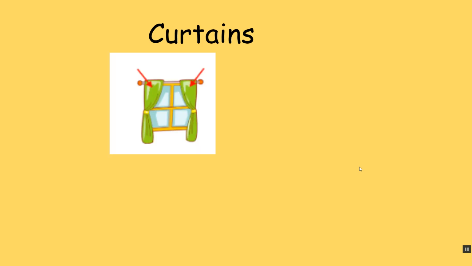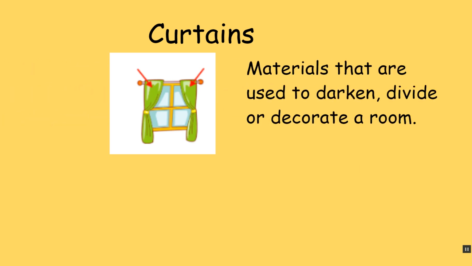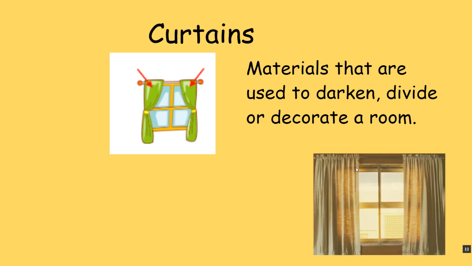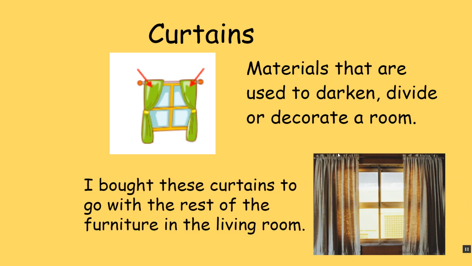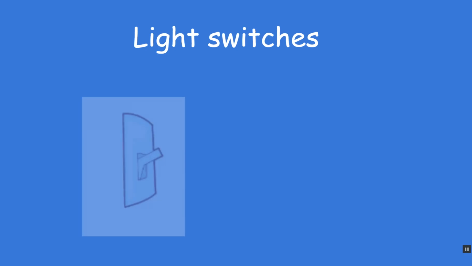Curtains. Curtains are materials that are used to darken, divide or decorate a room. I bought these curtains to go with the rest of the furniture in the living room. So in the living room, my sofa and my armchairs are a brown colour. They are leather. So I bought some nice light brown curtains to match my sofa and armchair because they are leather.